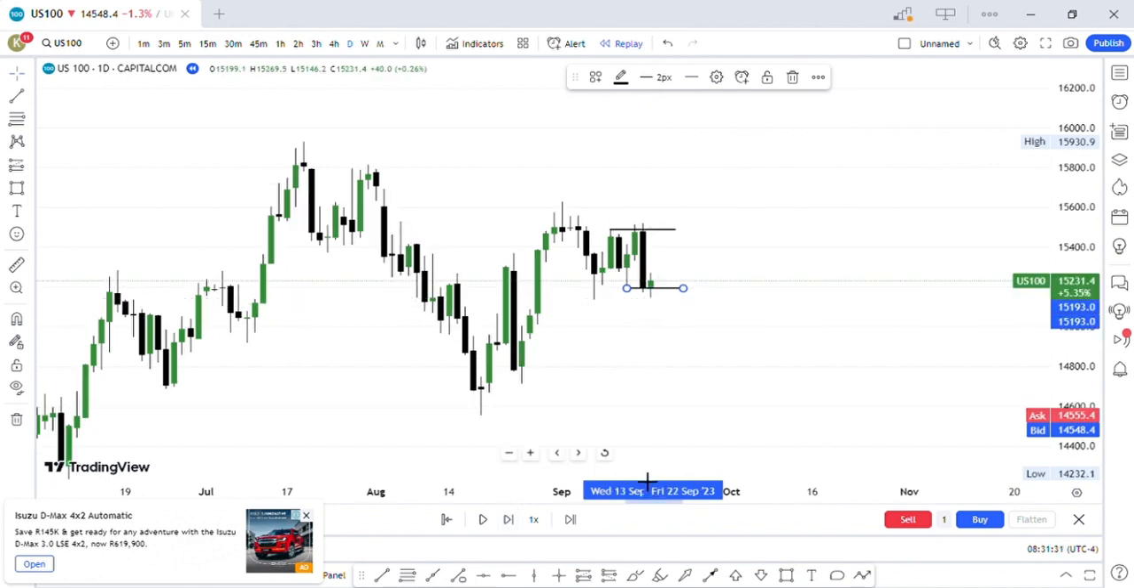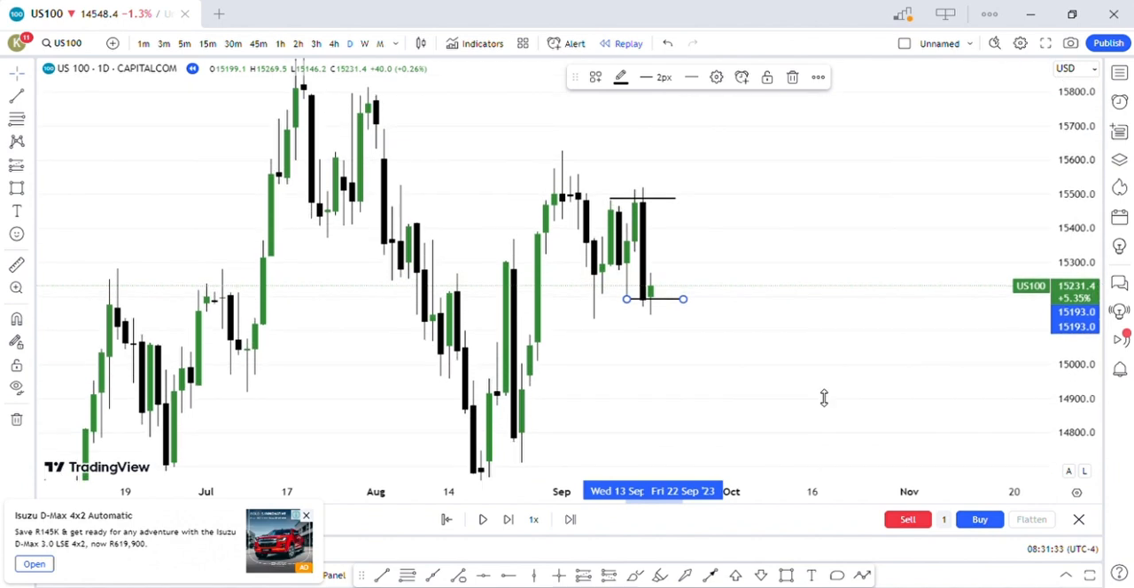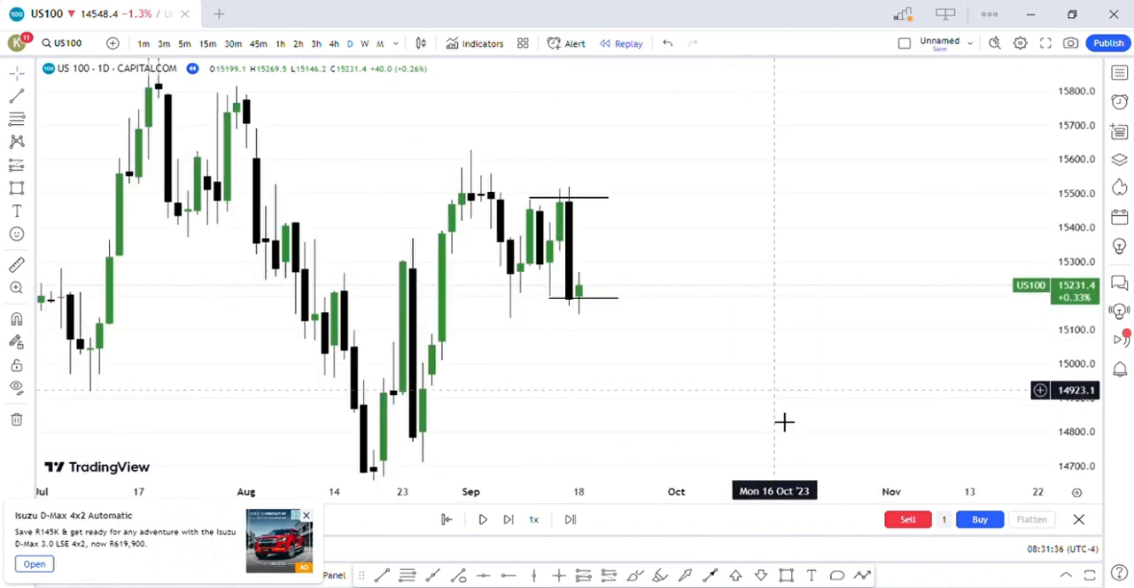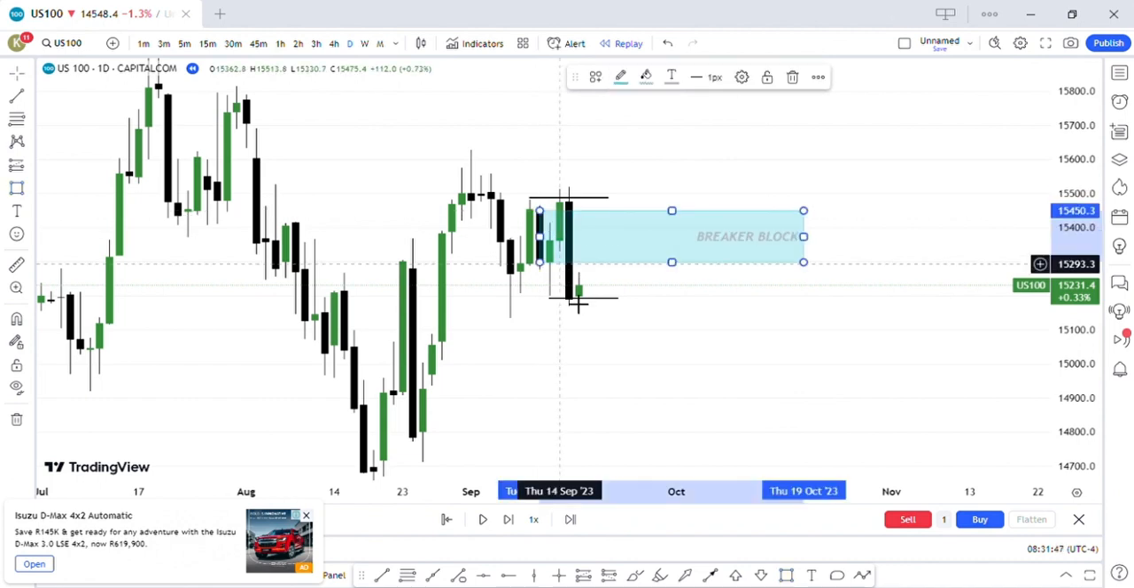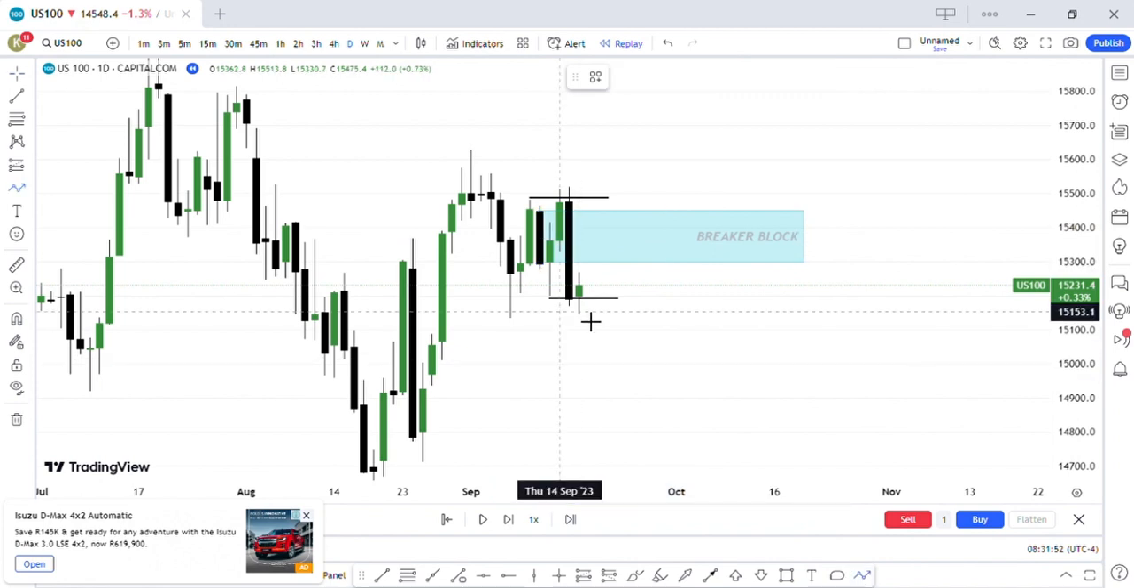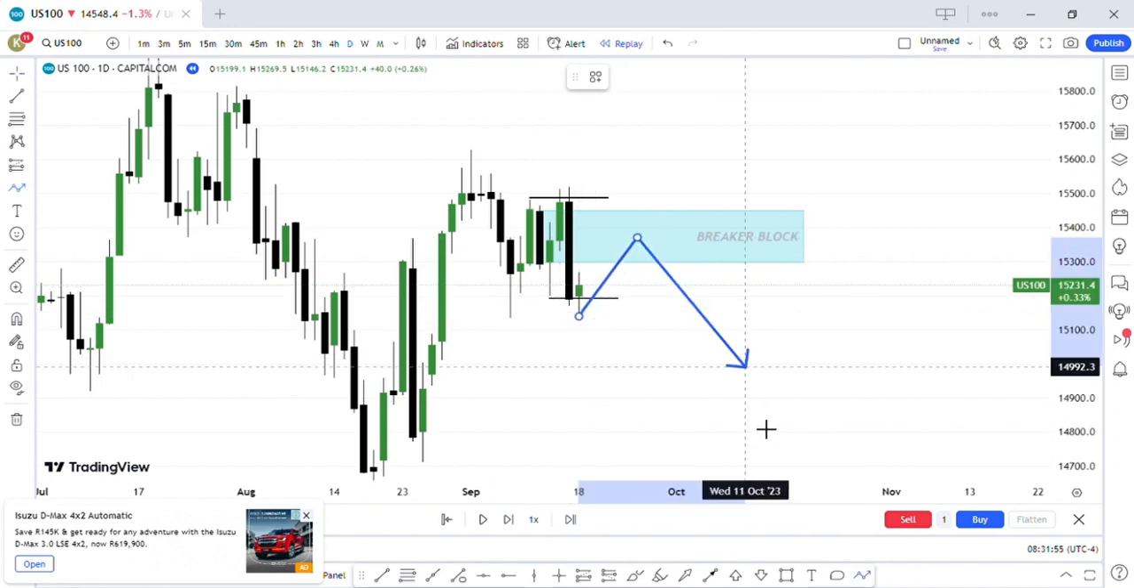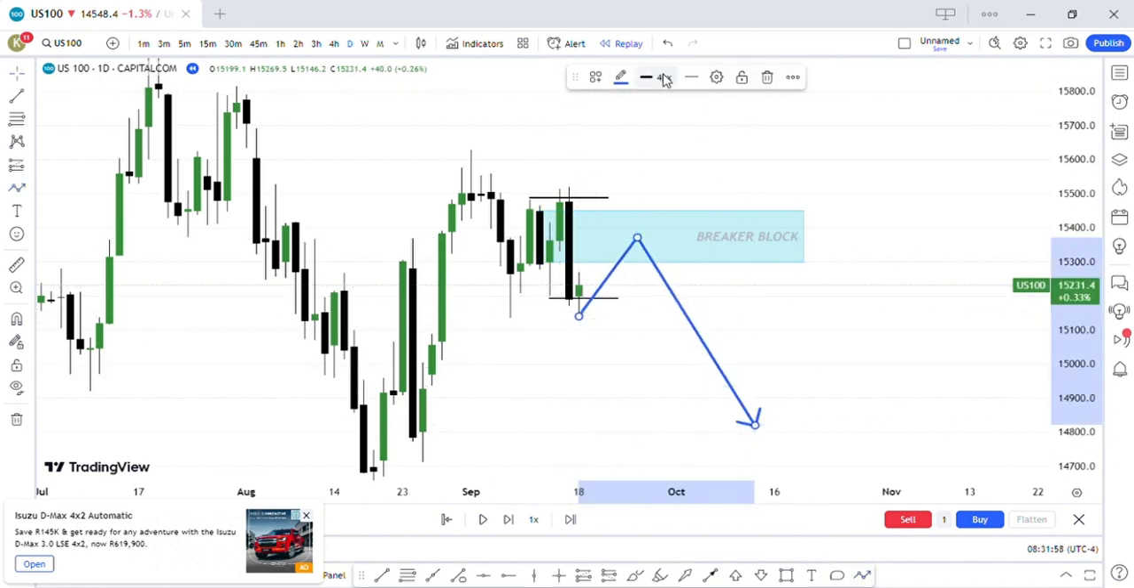So where is our breaker block here? Our breaker block is here. This is our breaker block. Meaning we expect the market to come into the breaker block before going down. We expect something like this. We expect the market from this low to come into the breaker block and go. And lucky enough, we also have a fair value gap lining up with the breaker block.